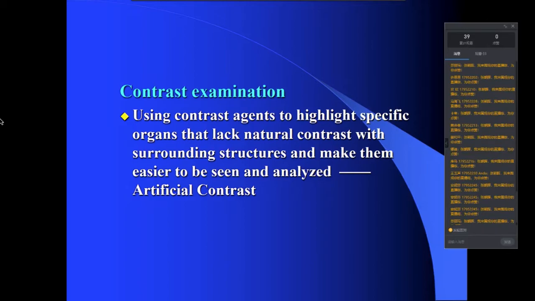Okay, let's continue our class. Now let's talk about the use of contrast agents in radiographic examination. Can you hear me?